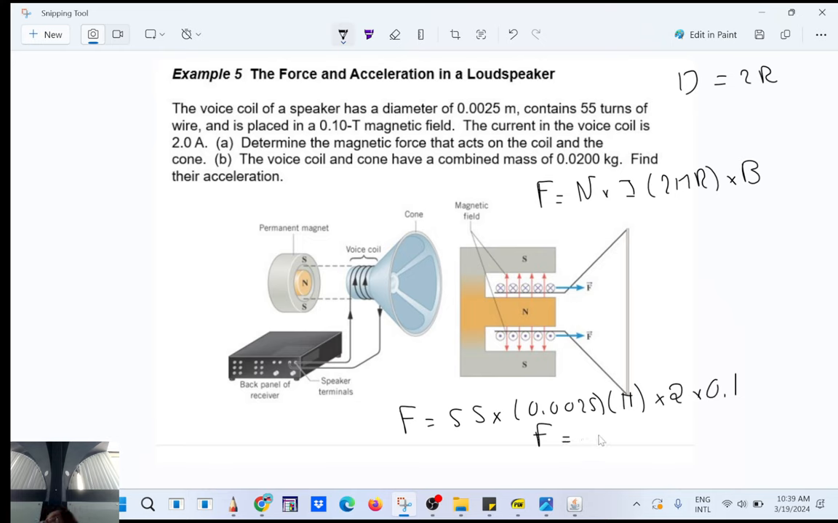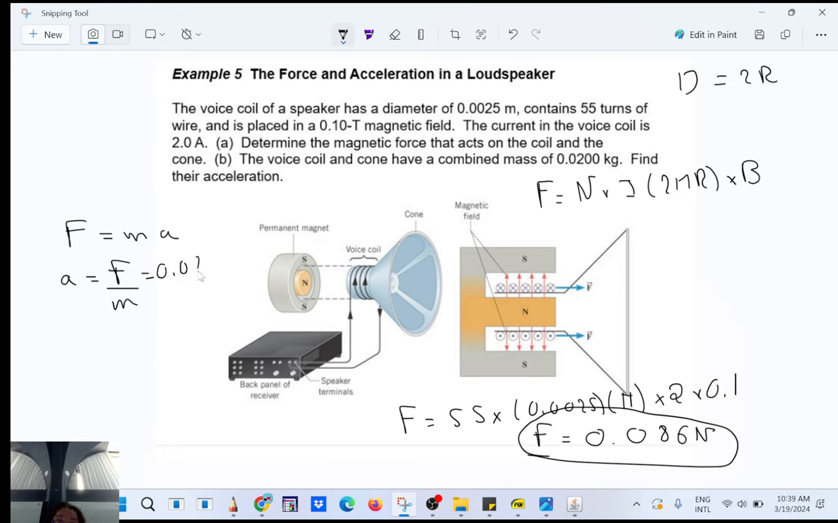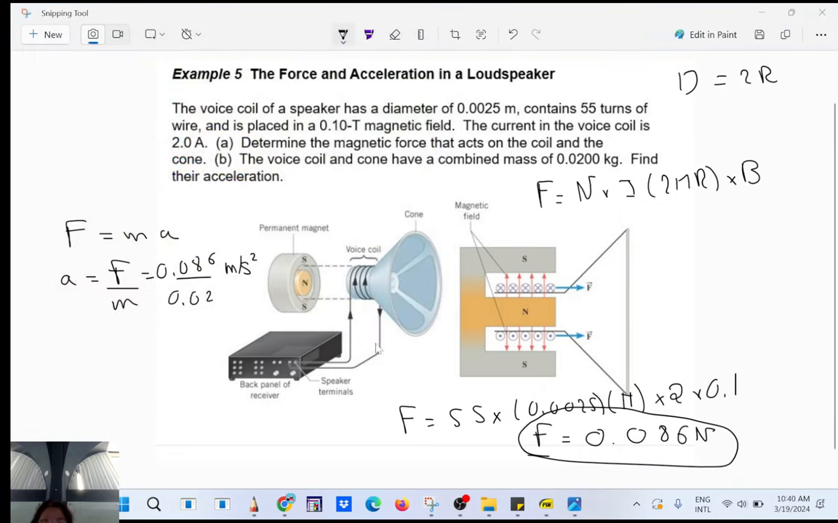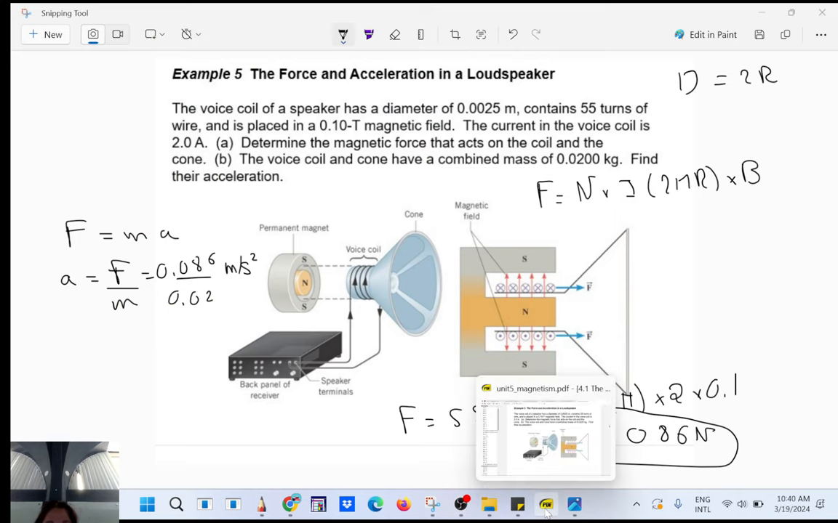Okay, so the force is, are you all doing it? 86 Newton. Do you all agree? And find the acceleration. So acceleration, F equals ma. If you want to find the acceleration, you divide the force by the mass, right? So it's going to be 0.086 divided by the mass 0.02. The unit will be meter per second squared. Are we here?